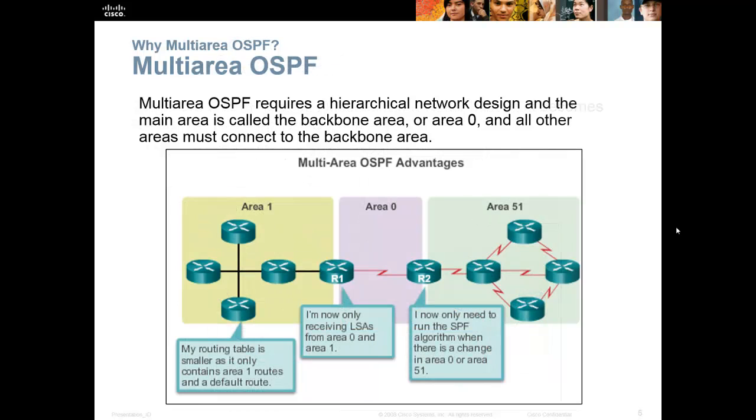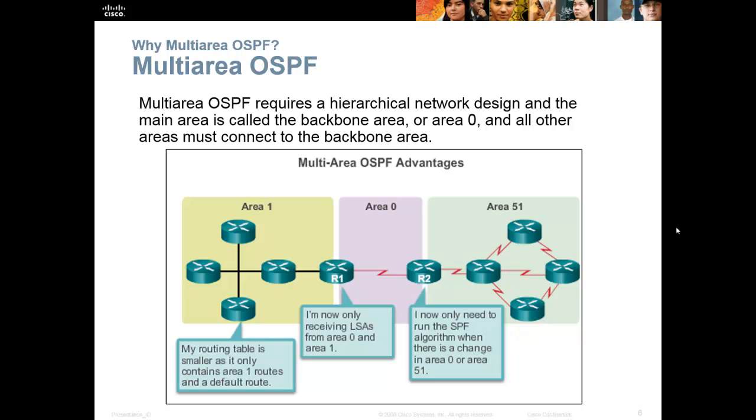So with multi-area OSPF, basically you always start with area 0. Area 0 is your backbone, and then the other areas need to connect to area 0. Now, when you get into CCNP, we'll talk about ways to get around that. But as far as CCNA goes, all other areas have to connect to area 0. So area 0 is your backbone. That's the one you create first, and then you can create the other areas.